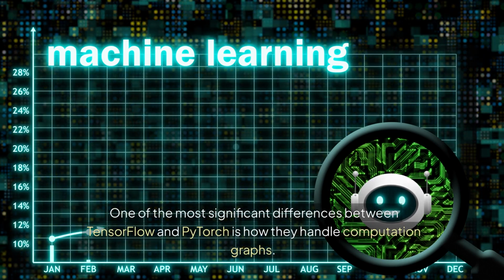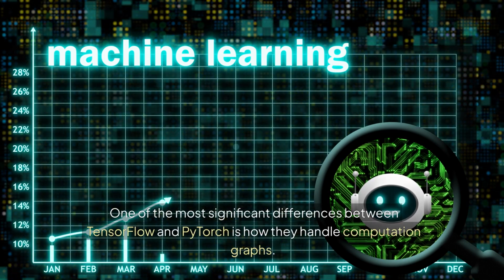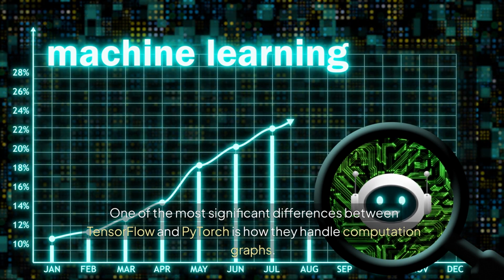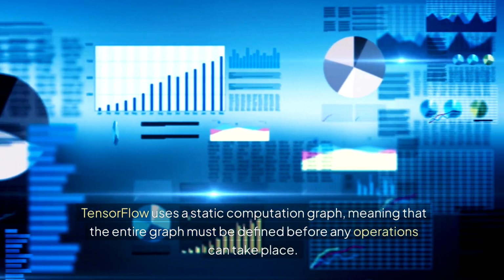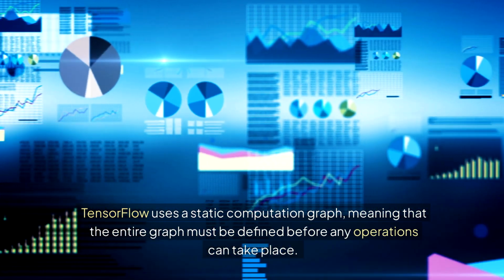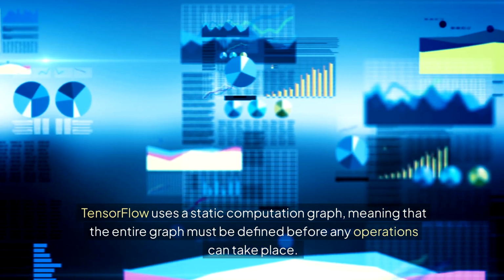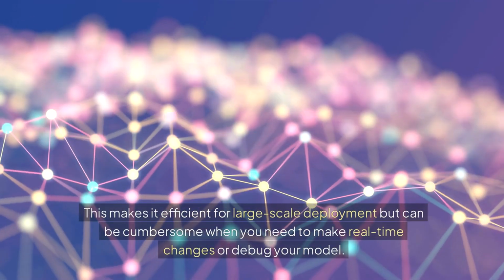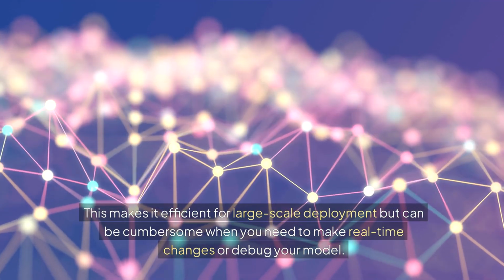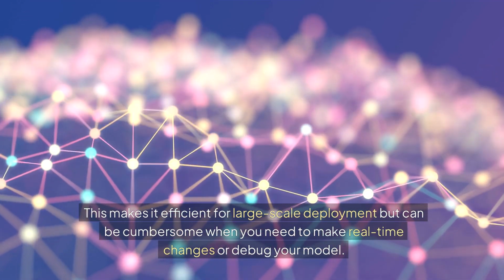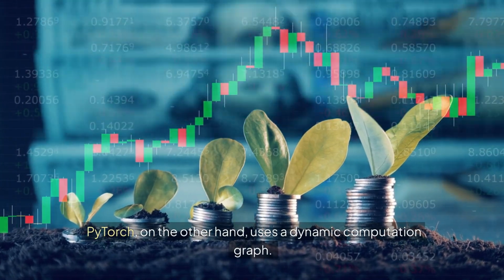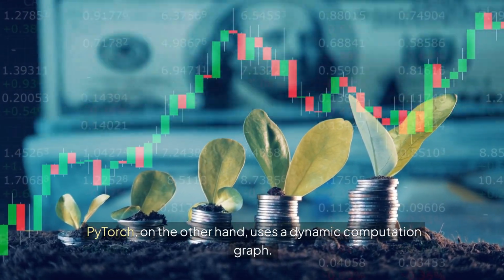One of the most significant differences between TensorFlow and PyTorch is how they handle computation graphs. TensorFlow uses a static computation graph, meaning that the entire graph must be defined before any operations can take place. This makes it efficient for large-scale deployment but can be cumbersome when you need to make real-time changes or debug your model. PyTorch, on the other hand, uses a dynamic computation graph.